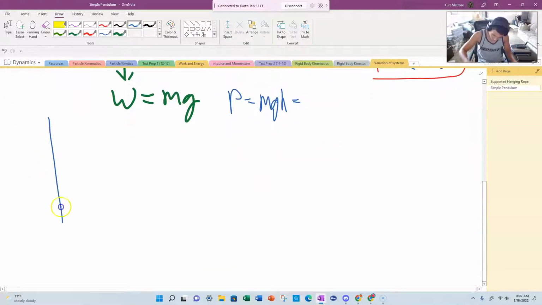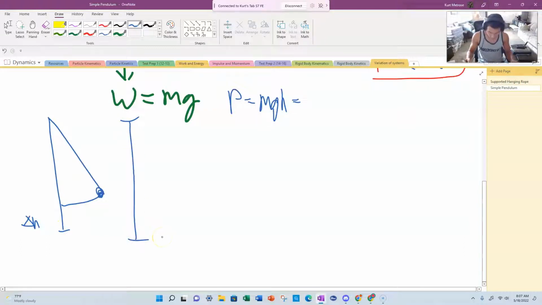So you have this situation, right? And this is what it's going to look like. Here's your mass, and it's swinging up. So you have these two lengths, and this is your change in height. You have this total length, and we call this L, and we call this theta. And then we also have this other length, and right here is your change in height.